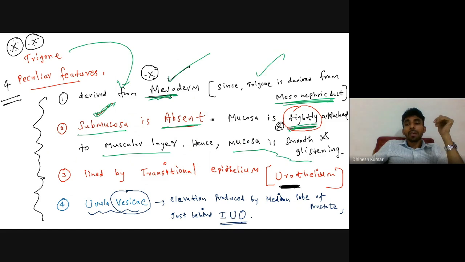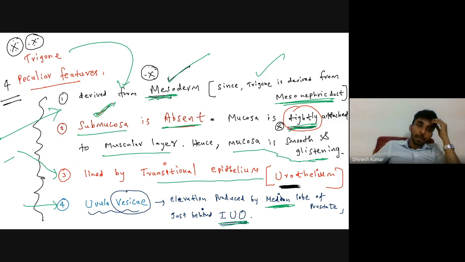So mucosa will be smooth and glistening. Okay, and it is lined by transitional epithelium, otherwise called urothelium. Then one more is uvula vesicae, an elevation produced by the median lobe of the prostate just behind the internal urethral orifice. So at least remember any two peculiar features of the trigone.